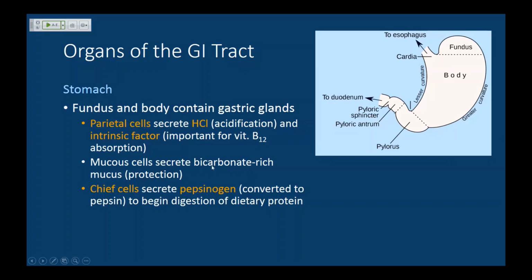Mucus cells will secrete a bicarbonate-rich mucus, and the bicarbonate in this mucus will help to protect the wall of the stomach from the acid that's being secreted into the lumen. And then the chief cells will secrete pepsinogen, which is a zymogen that gets converted to pepsin that begins the digestion of dietary proteins.